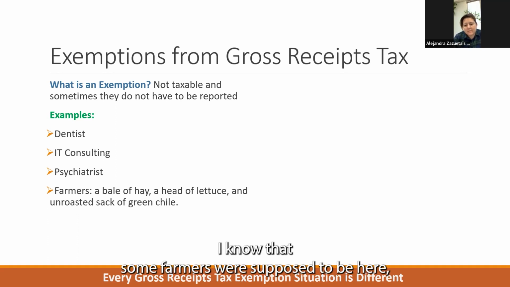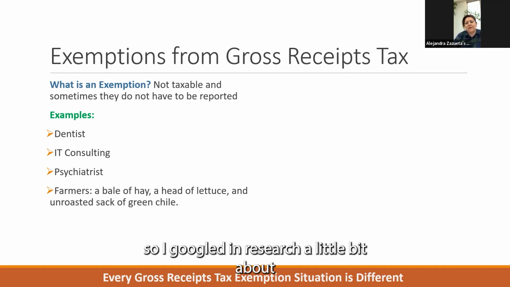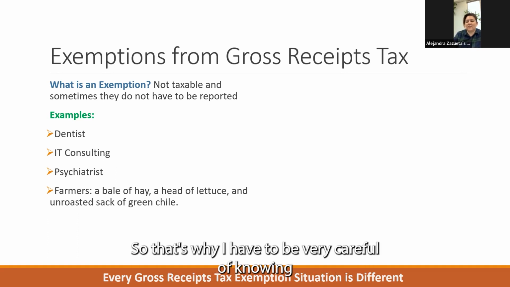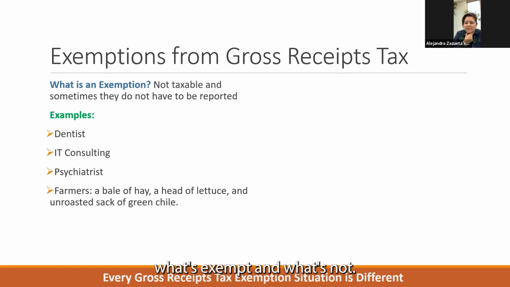I know that some farmers were supposed to be here, so I Googled and researched a little bit about what type of exemptions they had. I found a couple: a bale of hay, they're exempt. Heads of lettuce, they're exempt. Unroasted sack of green chili are exempt. But if they roast it, then now it's taxed. So that's why you have to be very careful of knowing what's exempt and what's not.